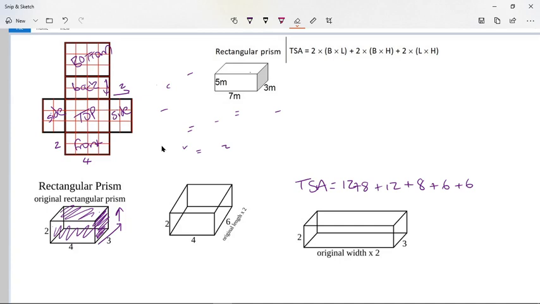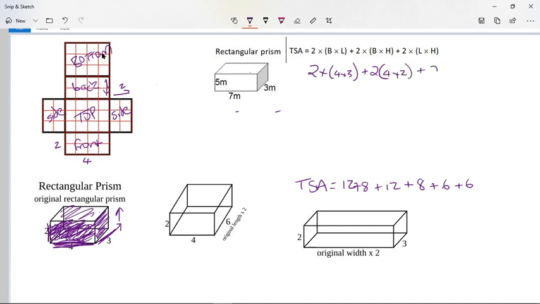So all they've done with this formula is they've said to you, okay, we're going to call all the faces by their proper names, and we're going to work it out. So we've got 2 times, what's the bottom times the length? Yes, see, this is the base, the bottom times the length, which is 4 times 3, plus 2 times the bottom times the height. This is going to give us the front and the back over here. Can you see where I'm coloring in?